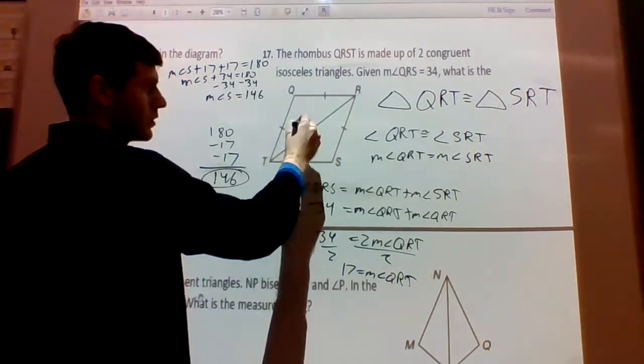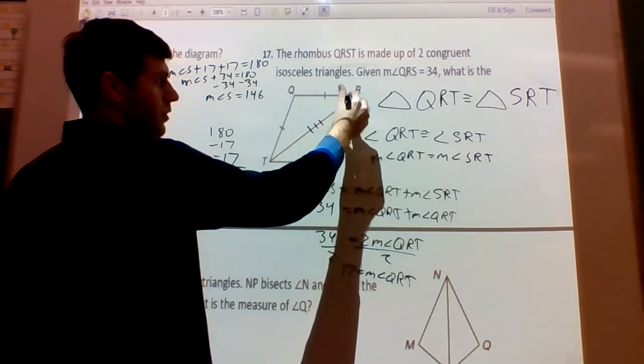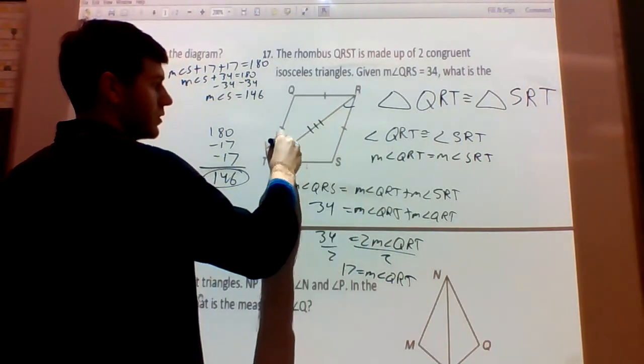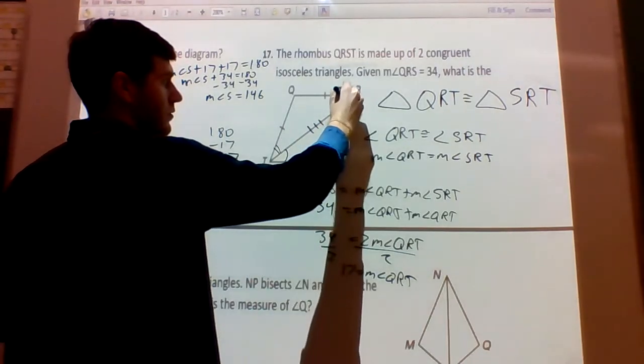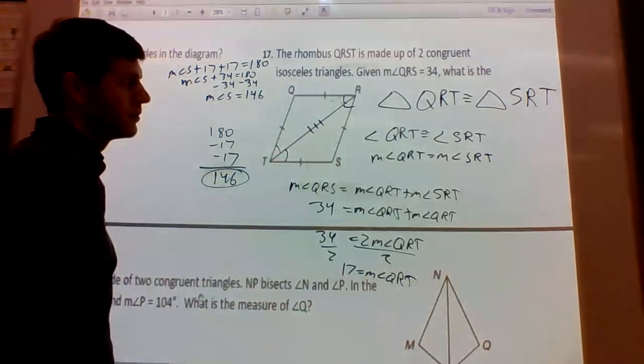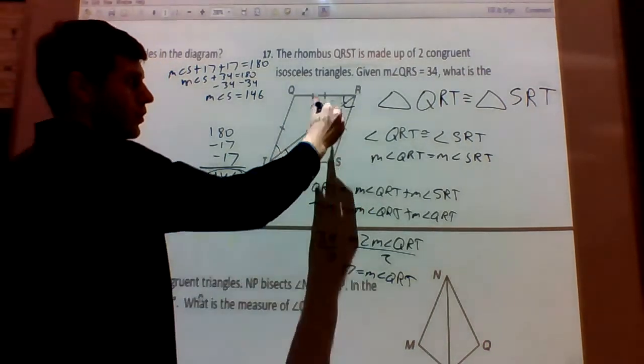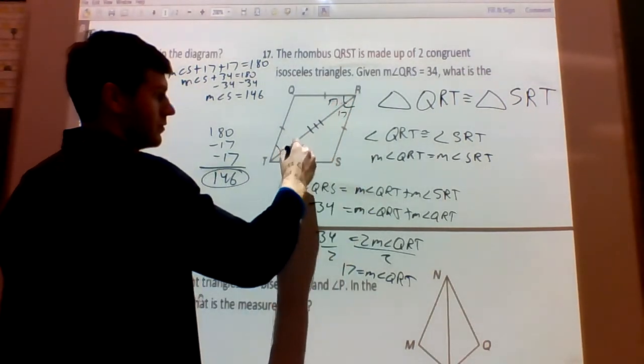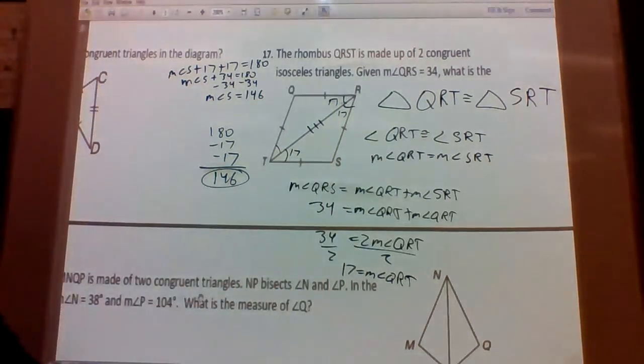Let's go back. Okay, these triangles are congruent, right? So we know isosceles triangles, so these angles are congruent. We know this angle is congruent and that angle is congruent. This whole thing's 34, so it's 17 and 17. And then we can find the measure of angle S. Definitely overcomplicated that one. But that's the last problem on there.